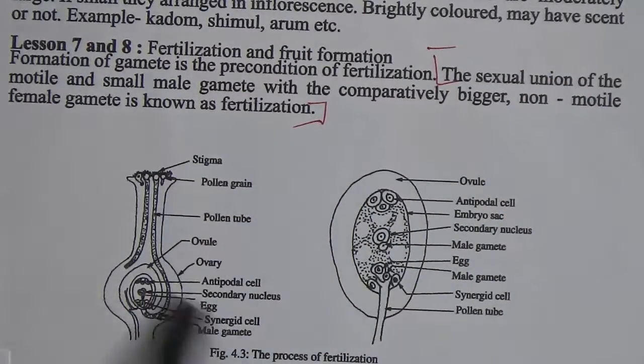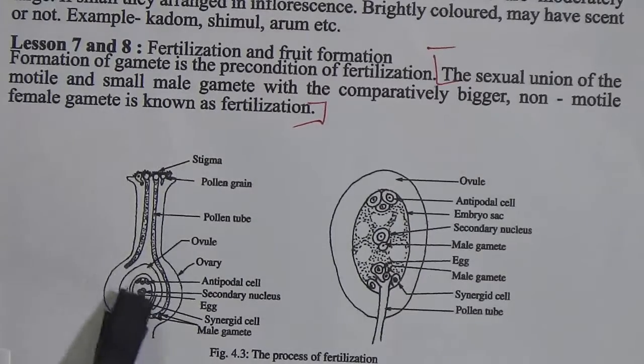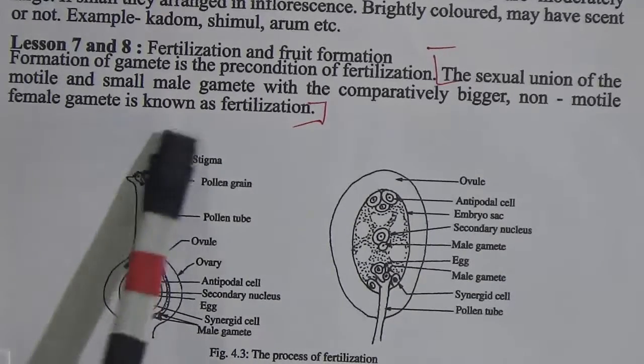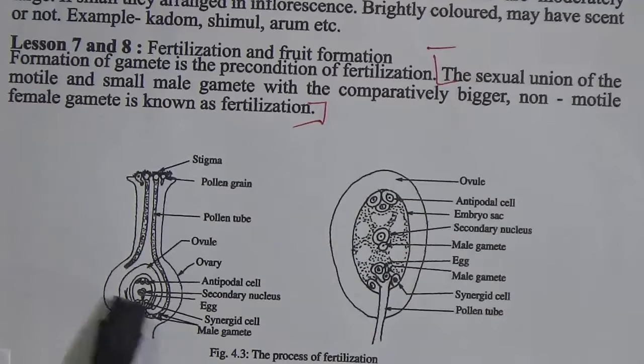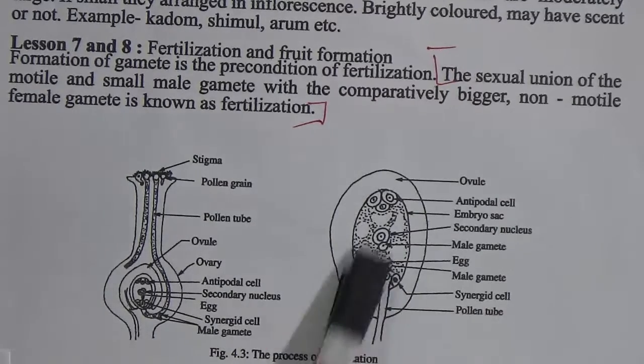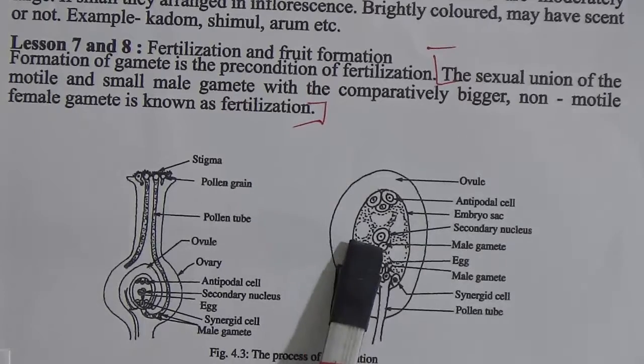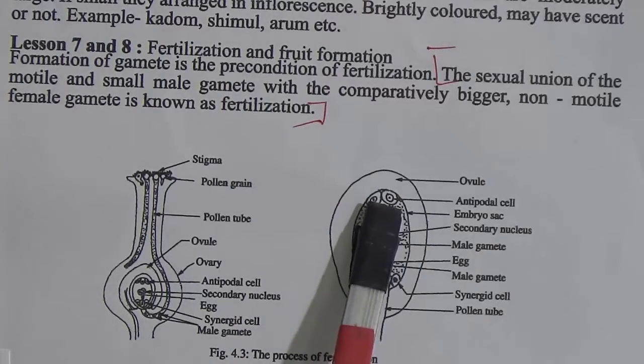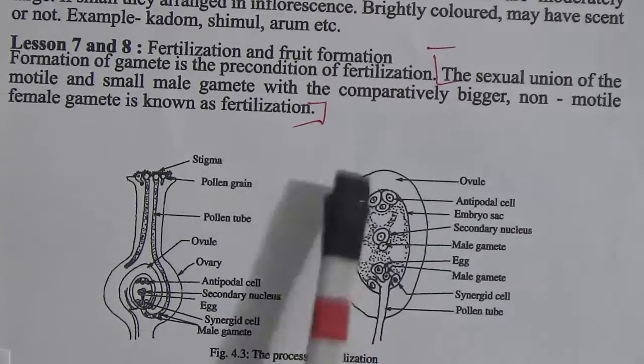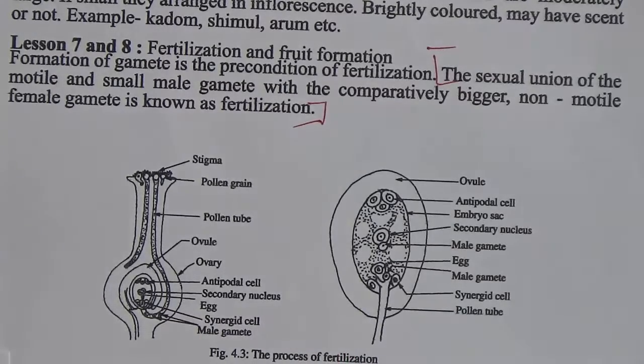There they give the picture of how the pollen grains come from the stigma to the ovary, and here is the picture of the ovary and ovule, and how the pollen grains make fusion with the egg. This is the egg, this part is the synergid cell, this is the secondary nucleus, and this part is the antipodal cell. Now come to the next page.